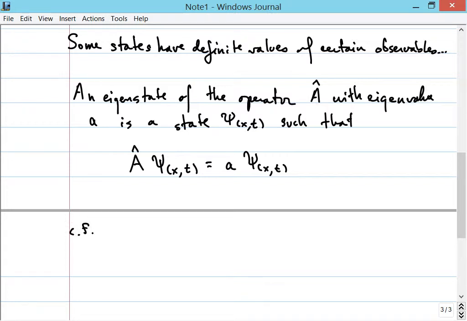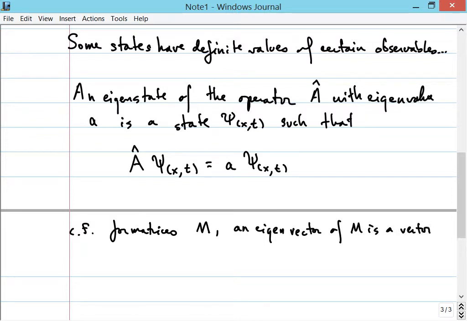The reason why you might see this in your linear algebra class is that it's a concept that appears very frequently when we're dealing with matrices. So for matrices, let's say that we have a matrix M, which is some n by n matrix. An eigenvector of the matrix M is some vector v, which we regard as an n-component column vector, with the property that the matrix multiplied by v, that's another vector, is equal to just some number lambda times v, where lambda is referred to as the eigenvalue.